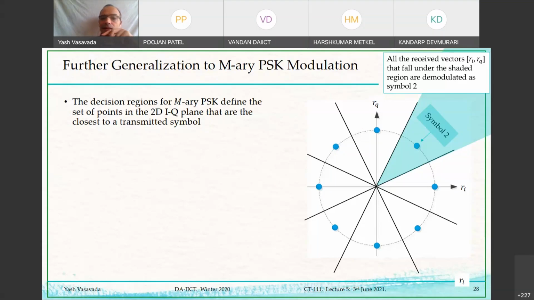Right? So at the receiver, because of the noise, I might get any two-dimensional vector. If I get a particular two-dimensional vector, and let's say it happens to be a vector somewhere over here, then I will say symbol 2 is the most likely to have been transmitted. If it ends up being a vector somewhere over here, then also I will say it is symbol 2 which is most likely to have been transmitted.